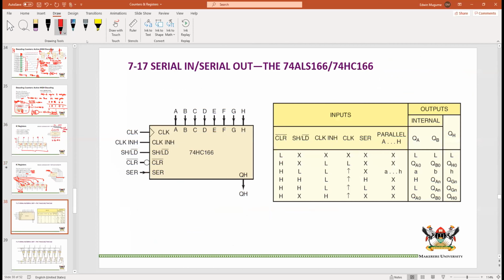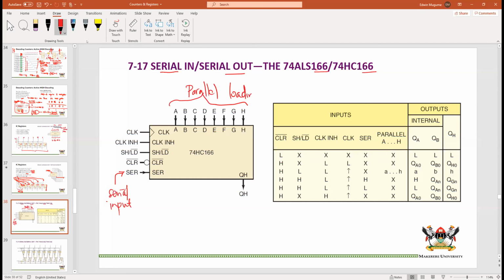Now let us look at a serial in, serial out register, which is a 166, both CMOS and TTL. You can see here that we have our serial data going in. This is the serial input. Now this register is special in that it also has the capability to perform parallel loading, like a parallel input. So these are here for parallel loading.